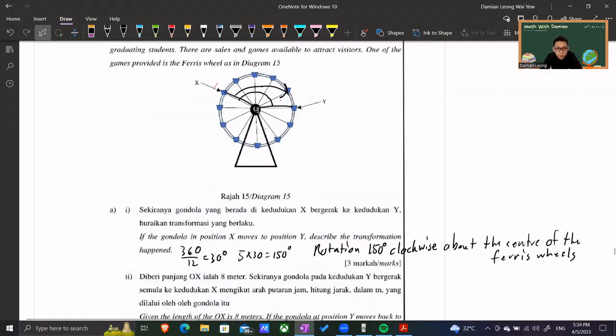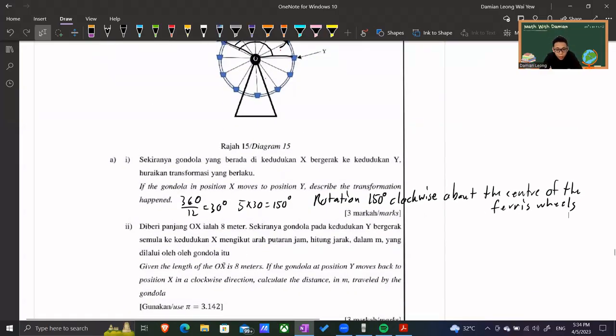Then, given the length of OX, O is the middle. So the length of OX is 8 meters. If the gondola at position Y moves back to X in the clockwise direction, calculate the distance in meters traveled by the gondola. So it means the radius is 8. I want to find the length of the arc here. So it moves here to here. So I take this angle. 360 minus 150, 210 degrees.